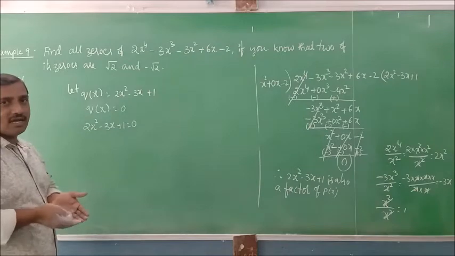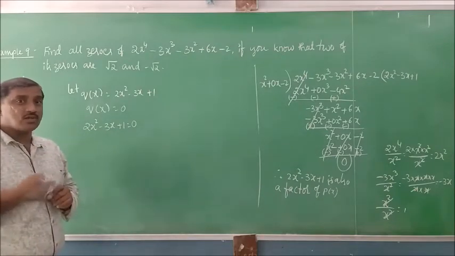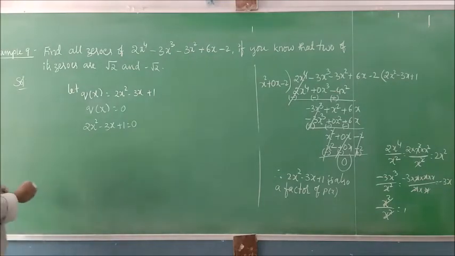Factors of 2 are 1 and 2. So 1 plus 2 is 3. Minus 1 and minus 2 are also factors. Minus 1 plus minus 2 is equal to what? It is minus 3.